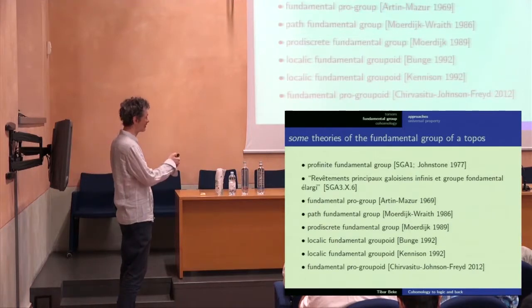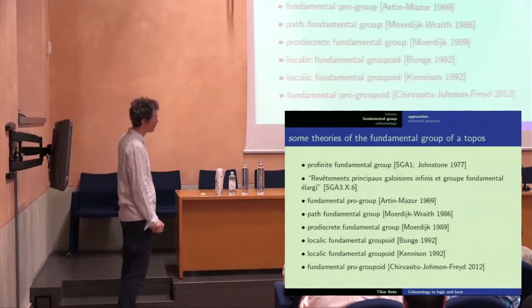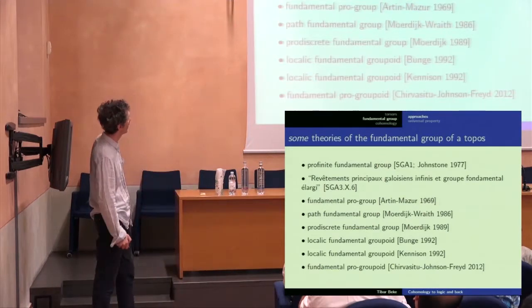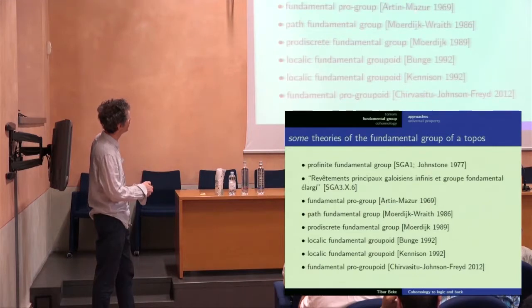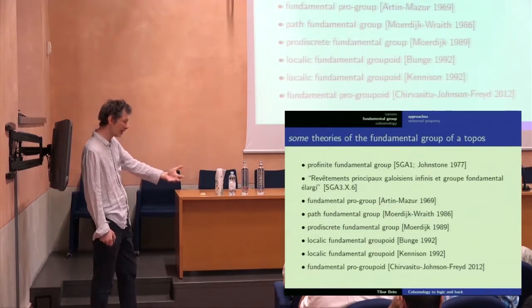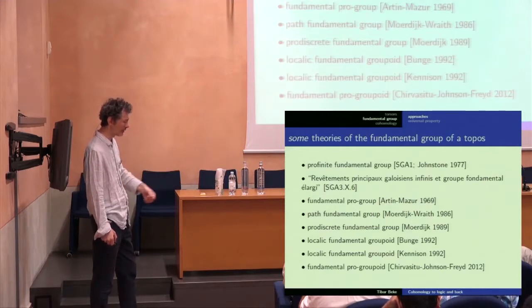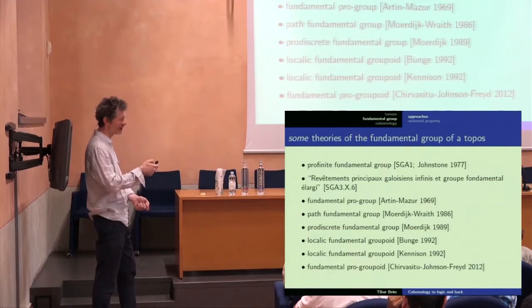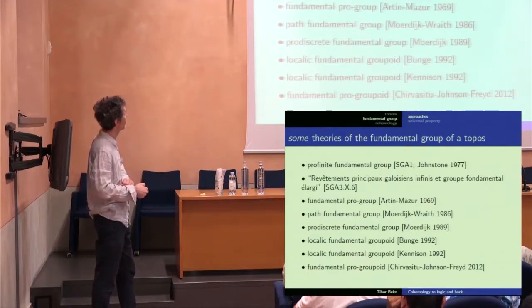Once again, a lot of things. This is infinite Galois theory in the sense of infinitely many sheeted coverings. It works very well for locally connected toposes. Artin and Mazur approximated any locally connected topos, any locally connected site, by a pro-object in the homotopy category of simplicial sets. So you have almost all of algebraic topology here.